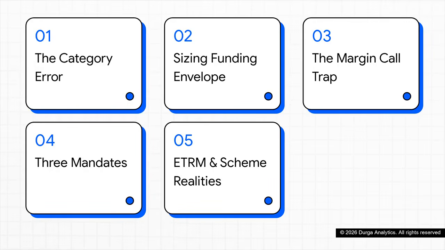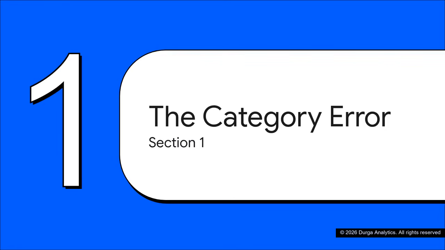Here's our agenda for today. We'll start with the great category error, move into sizing the funding envelope, navigate the margin call trap, look at why you need 3 mandates instead of 1, and wrap up with ETRM and scheme realities. Let's get to it. Section 1.